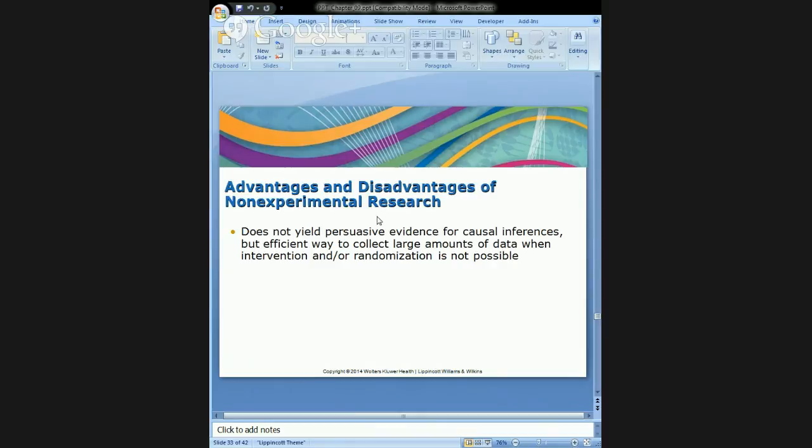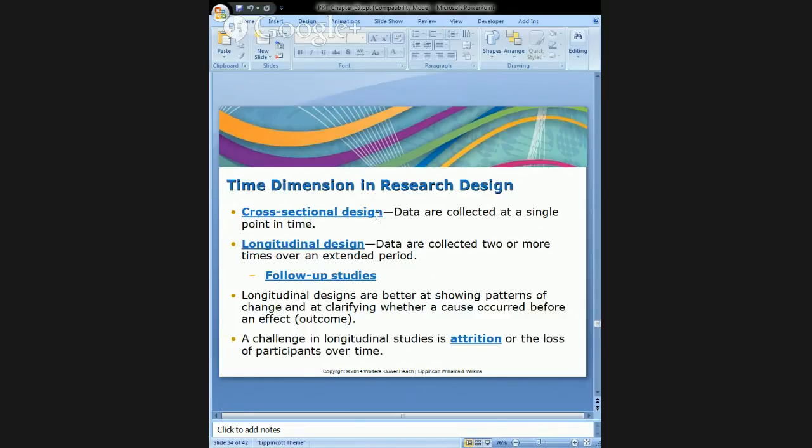Non-experimental research is fairly easy to do, especially if you have some nice databases or you have some nice information to use, but you cannot draw cause-effect inferences from non-experimental research designs.